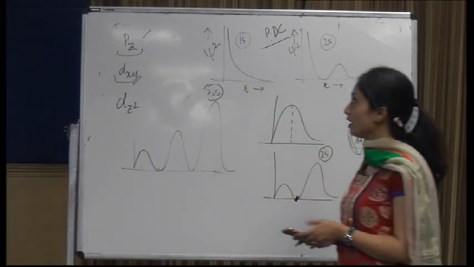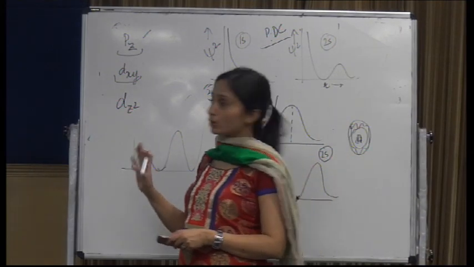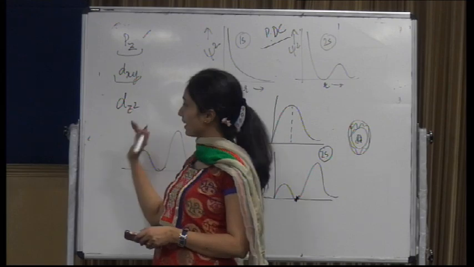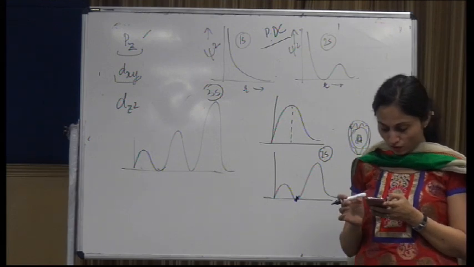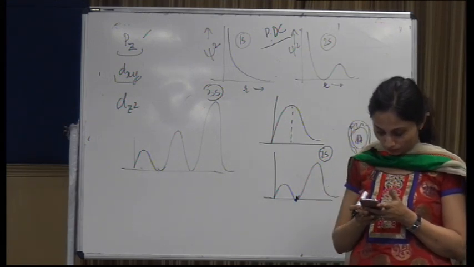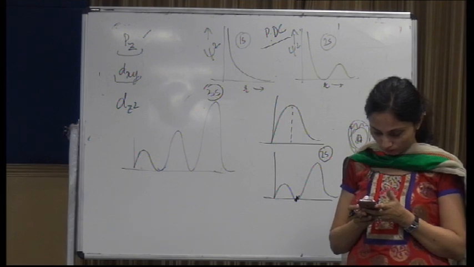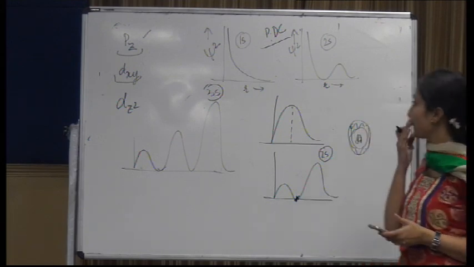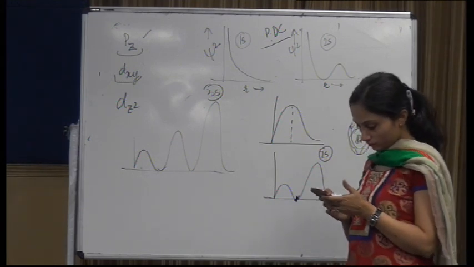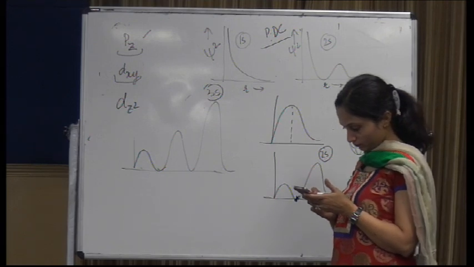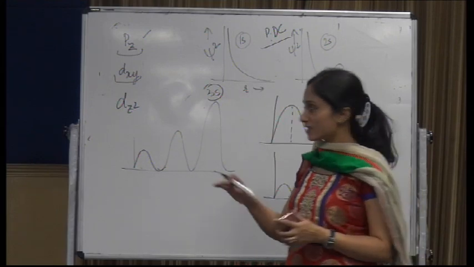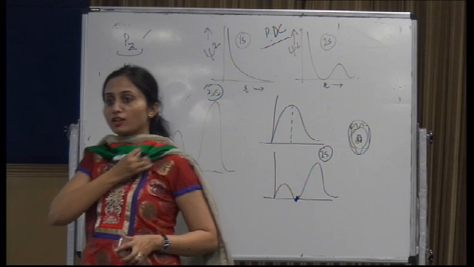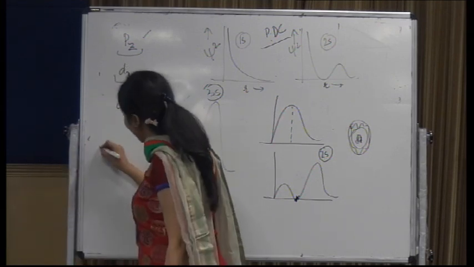So now you tell me how many nodal planes will be there in pz, how many in dxy and how many in dz square. Quickly. In the meantime, I'll go through what topics need to be seen. And these are what is known as the angular nodes. You remember I talked about the azimuthal quantum number.